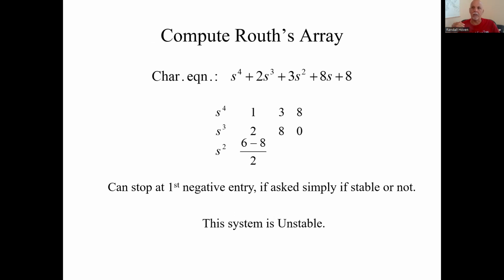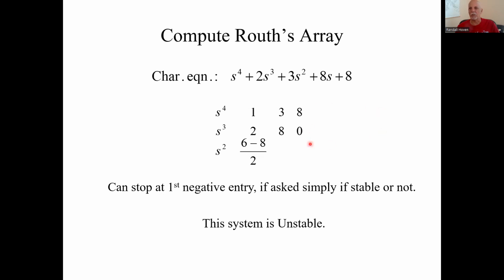By the way, this thing only asks us is it stable or not. So if that's all it asks for, we only need to compute as far as we need to see if we ever get a negative number. As soon as we get a negative number in this first column, we know it's unstable. Well, let's see what happens. I'll just put the first 3 down anyway. So the first row will be 1, 3, 8. The second row will be 2, 8, 0.